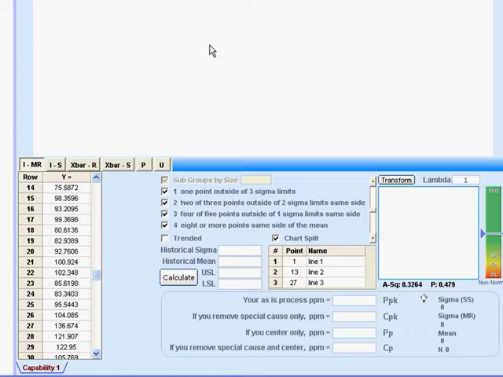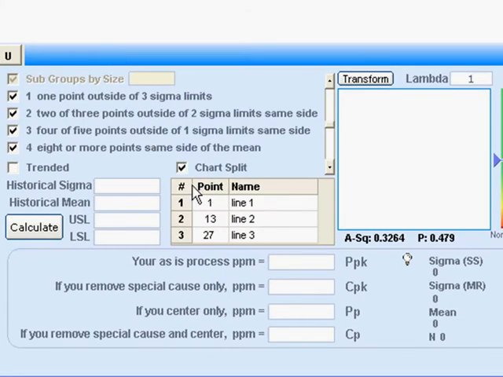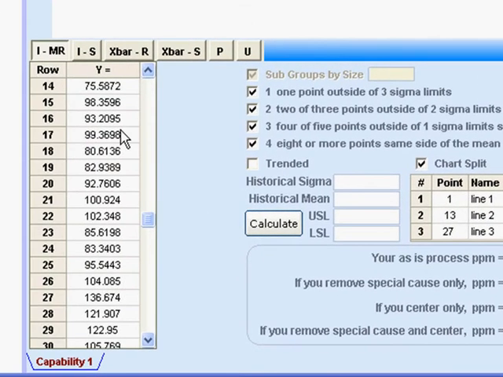As I mentioned in one of the other videos, it's possible to split charts, and that's worth revisiting because there are more ways to use that than what I've shown you. What I've done over here is I have loaded data from 3 different lines doing the same process. So I've got the first group in points 1 through 12, and then 13 through 26, and 27 through the end. So I can click Calculate.